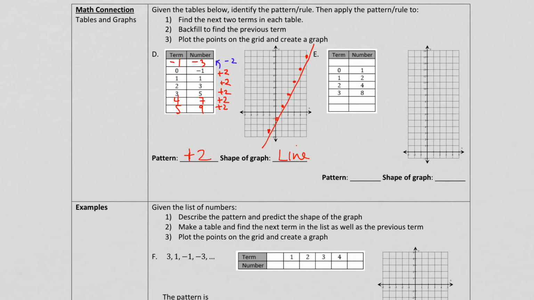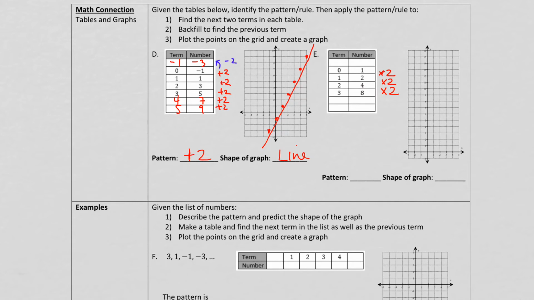What else could I do? What about if I multiplied 1 times 2? Isn't 1 times 2 going to be 2? And then what's 2 times 2? That's 4. So this is holding true so far. Well, what about 4 times 2? That's 8. So multiplying by 2 each time seems to give me the next number.